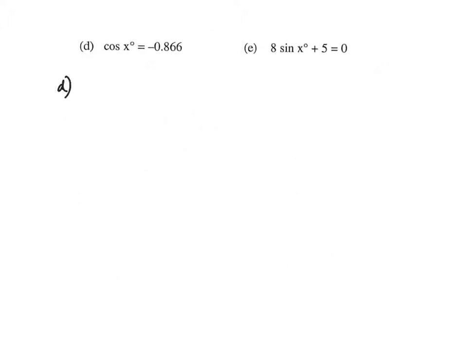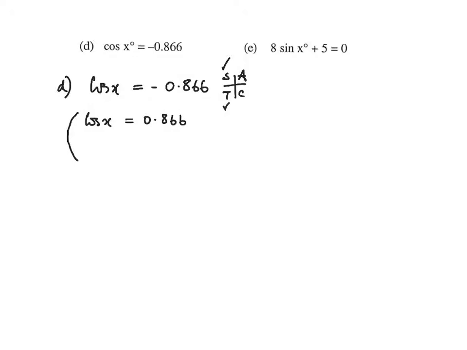Part D, cos of x is negative 0.866. So CAST diagram. Now cos is positive in A and C, so it's negative in S and T. What I'm going to do is to work out x. I'm going to take the negative away from the value. We shouldn't put a negative value into the calculator. The negative tells us which quadrants we're going to tick, but we can put the positive value into the calculator.